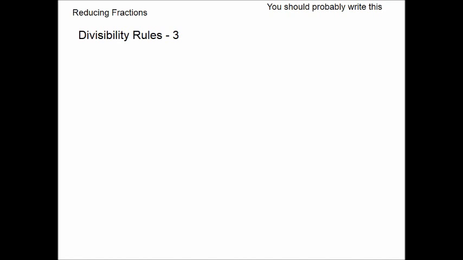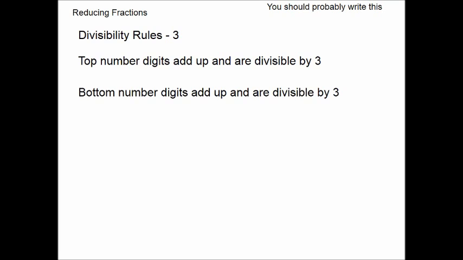But Divisibility by 3, what you should probably know. The top digits add up and are divisible by 3. The bottom digits add up and are divisible by 3. This is where it gets kind of confusing. So 513. 5 plus 1 plus 3 equals 9. 9 divided by 3 equals 3. This one I'm going to show you more in class because it's kind of hard.